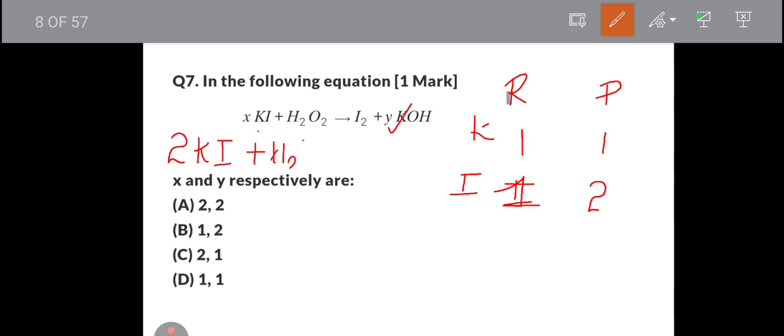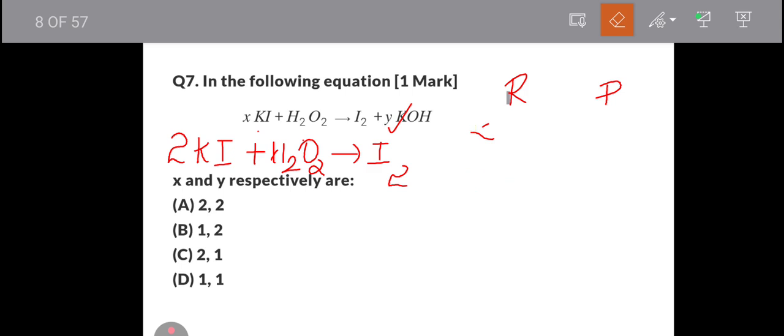plus H2O2 gives I2 plus KOH, right? So now you just see we have put 2 in front of KI. So this 2 is common for both potassium and iodine, right? So you have 2 iodine over here and also 2 potassium over here. Now you just see in the product side you have only 1 potassium, right? So you have to make it 2.